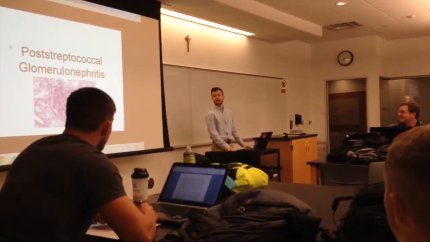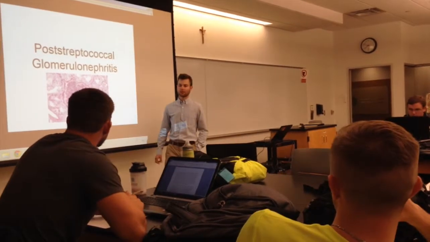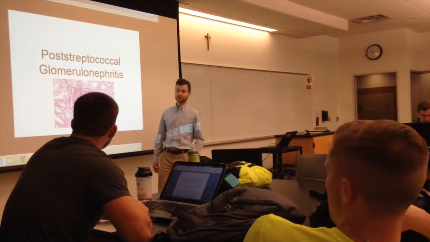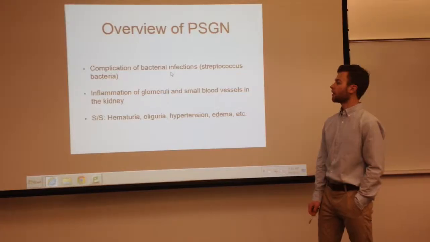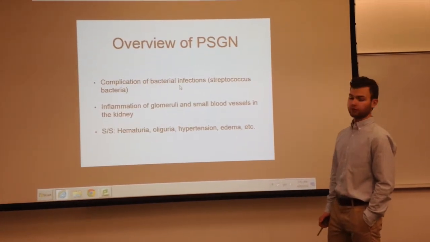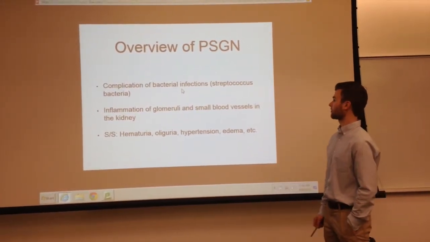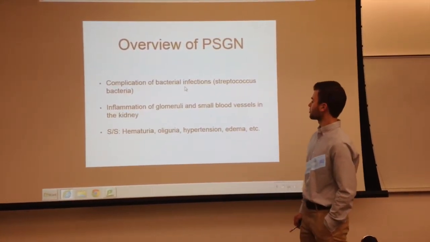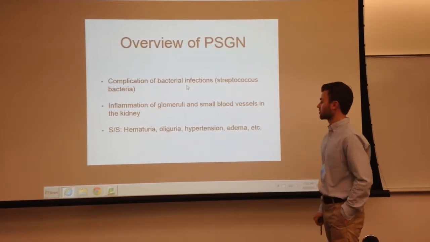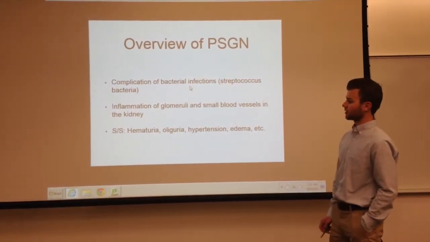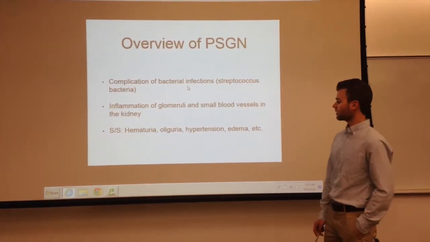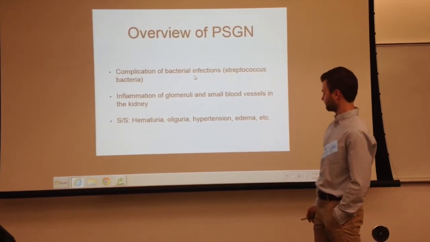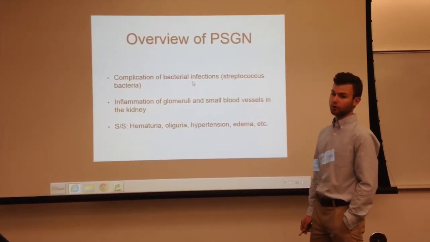How's everybody doing? Good. Alright, so today's lecture is on poststreptococcal glomerulonephritis. A brief overview: poststreptococcal glomerulonephritis, or PSGN, is a complication of bacterial infections, Streptococcus bacteria, causing inflammation of the glomeruli and small blood vessels in the kidney. That's basically what happens. Some signs and symptoms: hematuria, oliguria, hypertension, and edema, and more.